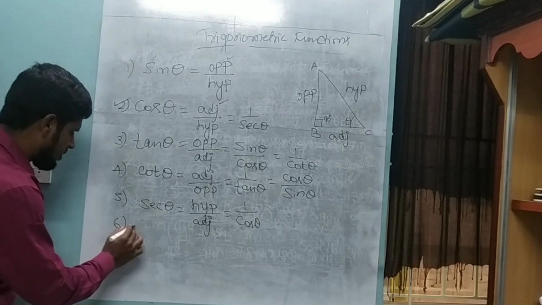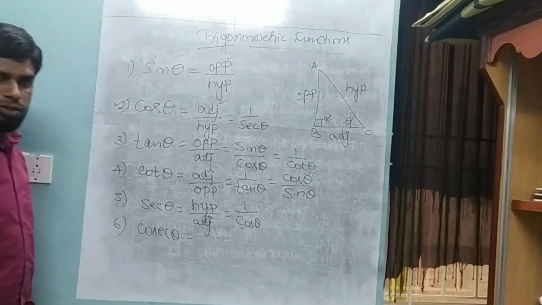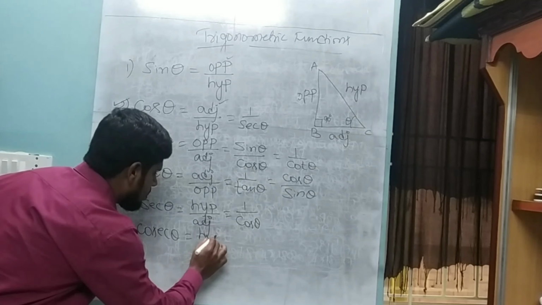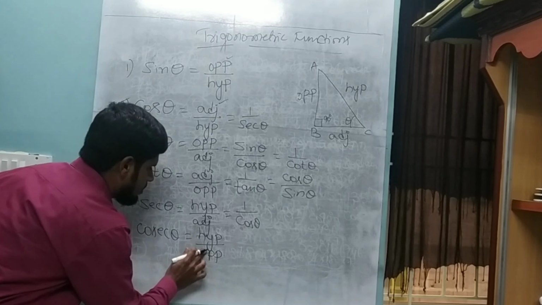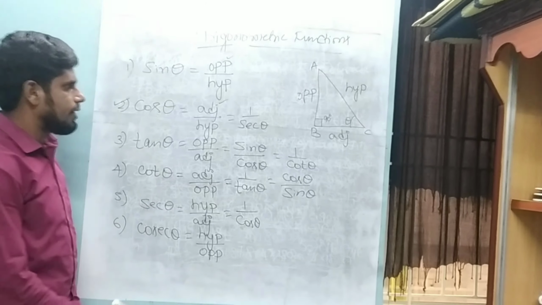Next, the last definition, cosecant theta. Student, the definition of cosecant theta is hypotenuse divided by perpendicular opposite side. Hypotenuse by opposite side.